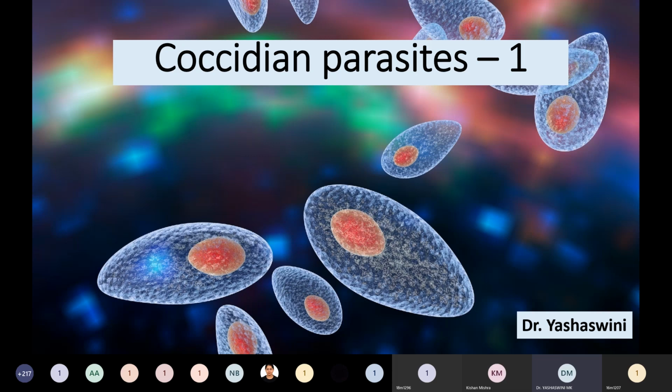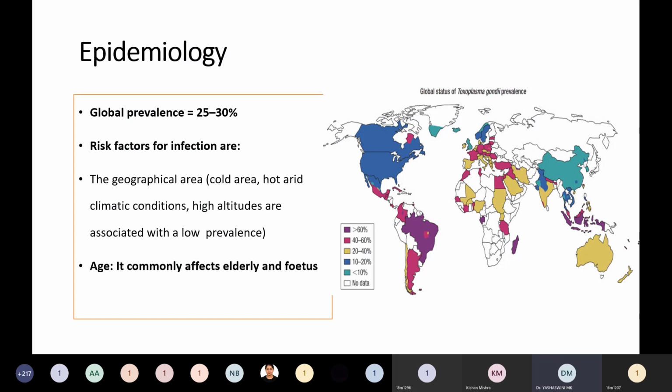This unsporulated oocyst in the environment, within 5 days, will get converted into a sporulated oocyst, which has sporocysts and sporozoites. So this can enter man or other mammals again when they contaminate food or water. So that's the overall life cycle of the parasite.